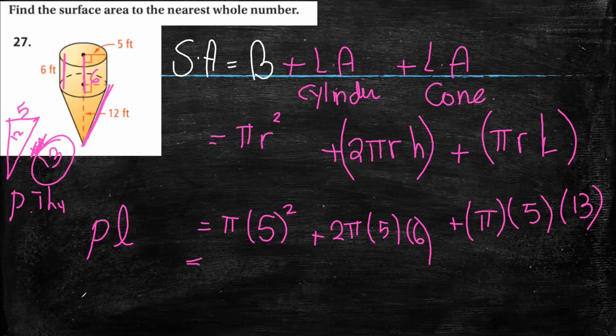So 25 pi plus 6 times 5 is 30, times 2 is 60 pi, plus 5 times 13 pi, which is 65 pi. So the final answer is 150 pi. This is now the surface area of this shape. Is it clear?